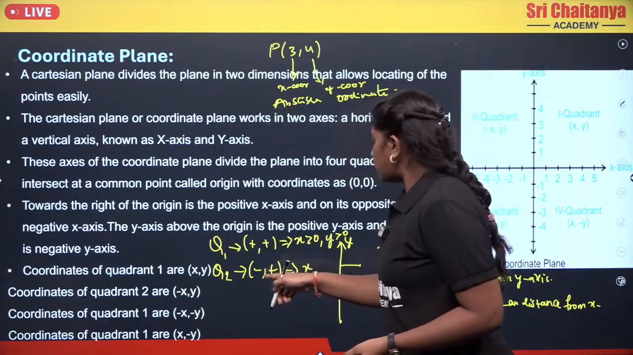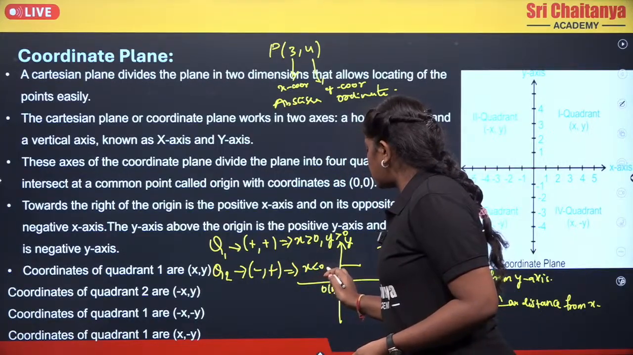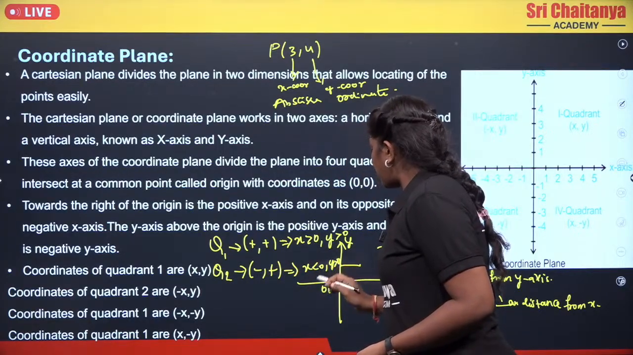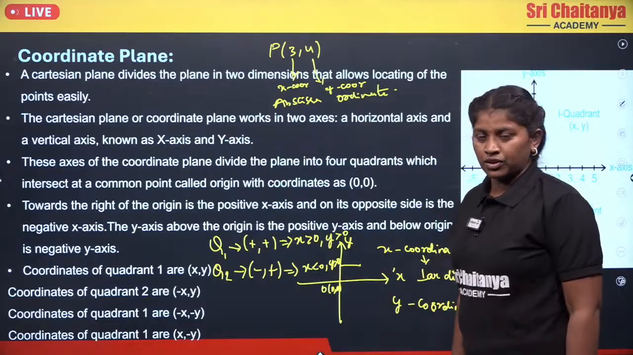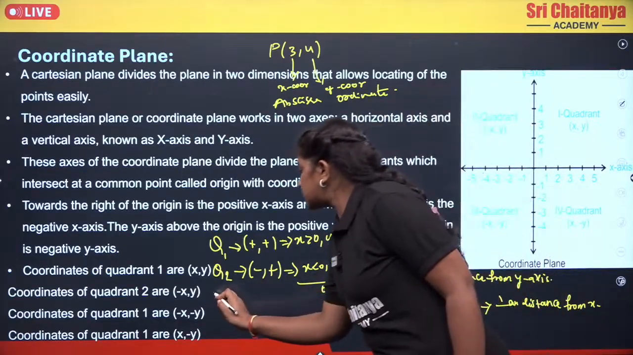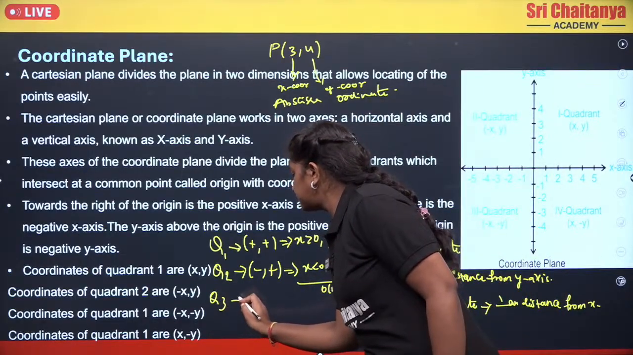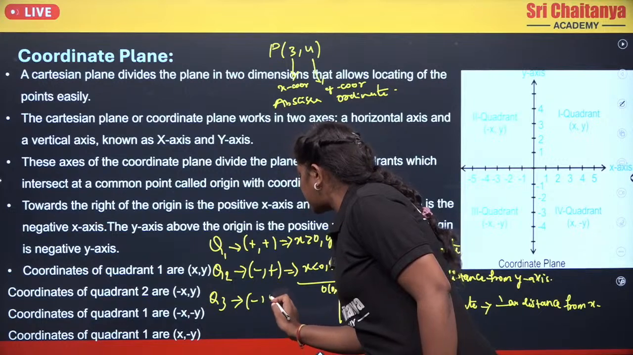So where x is a negative value, it means x will be less than 0, and y is positive, so y will be greater than 0. Okay, now moving to the next quadrant, quadrant 3, which is negative comma negative.